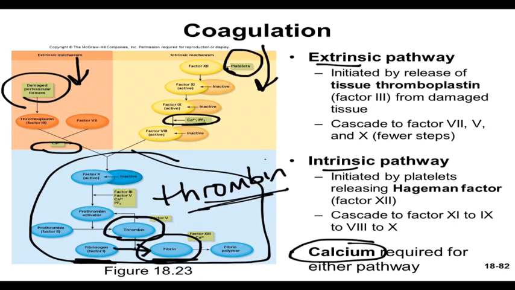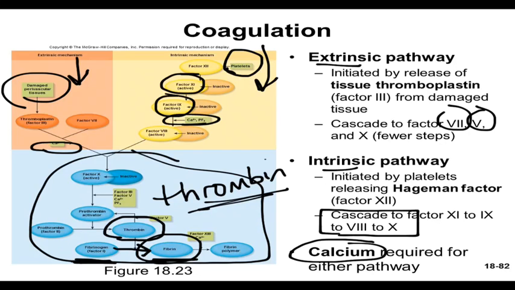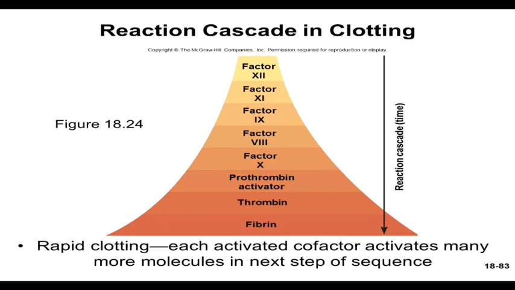Some of these factors, some of these steps along the way, you've heard of perhaps. Factor 7, factor 10, factor 5, factor 8. These are all different molecules that are necessary for normal blood clotting, and in different forms of hemophilia, these factors are missing. So you can see the cascade, if you will, here. So we initiate the blood clotting, and then you need all these factors. You need 12, 11, 9, 8, 10.